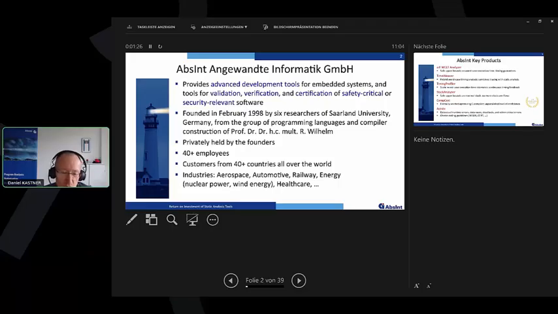We have about 40 to 50 employees, and our customers essentially come from all over the world, from all kinds of industry related to any safety or security relevant requirements. So of course that's aerospace, that's automotive, railway, energy, be it nuclear power or wind energy, and also medical products.